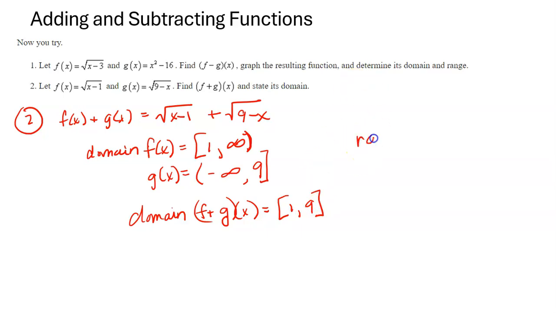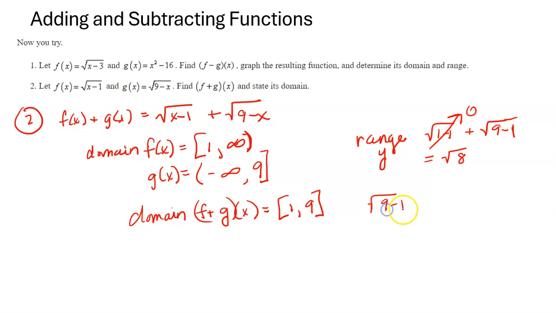Okay, the range, which is our y. So if we put 1 in here, we're going to get the square root of 1 minus 1 plus the square root of 9 minus 1. This is going to be 0, and this is going to be the square root of 8. If we put 9 in there, we have the square root of 9 minus 1 plus the square root of 9 minus 9. That's 0. We still get the square root of 8.